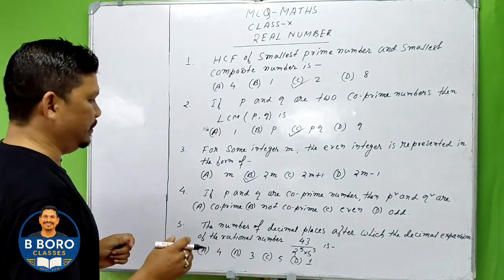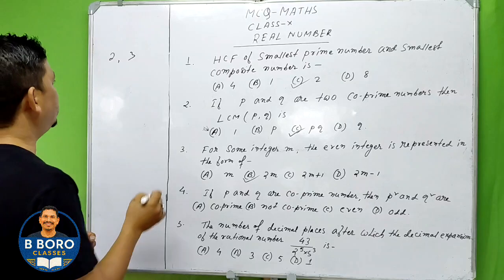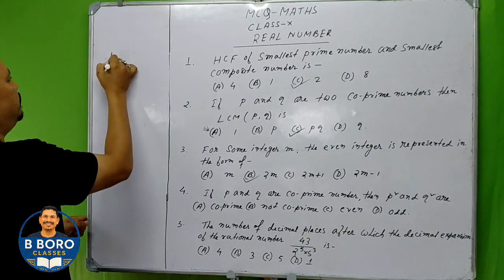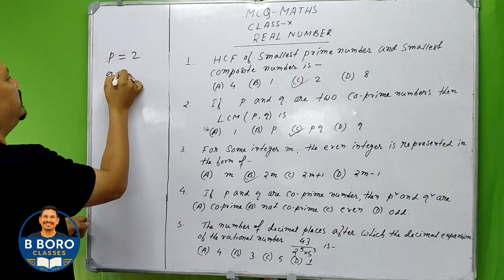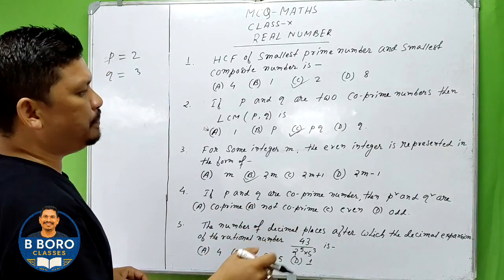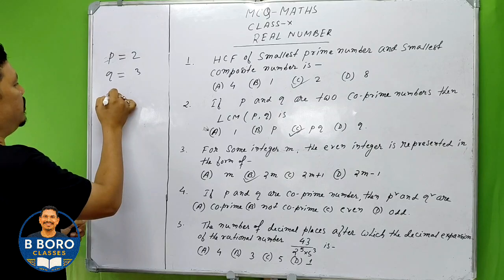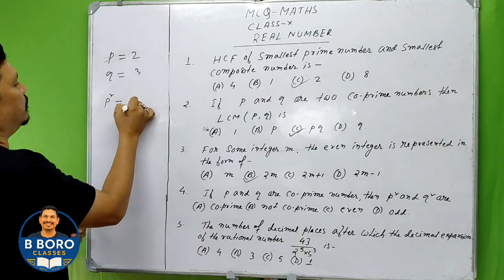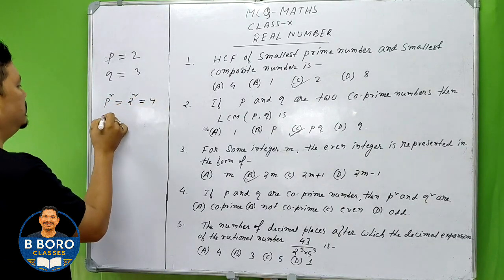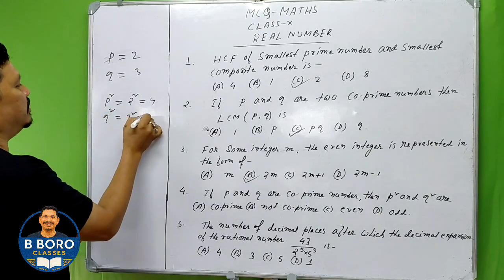For example, suppose 2 and 3. Okay, let us consider P equal to 2 and Q equal to 3. Both are prime numbers. Now, the squares, P square and Q square. If we take the square of P, that means P square equals 2 square, which is 4. Similarly, Q equals 3, so Q square equals 3 square.